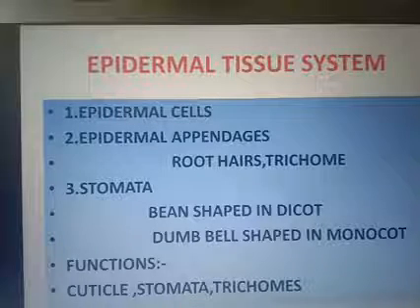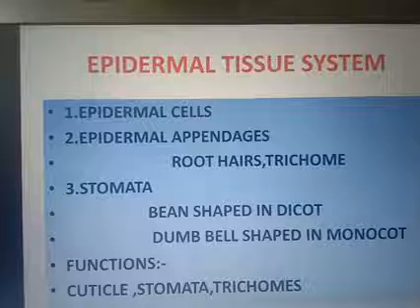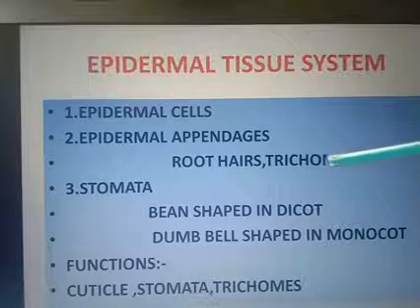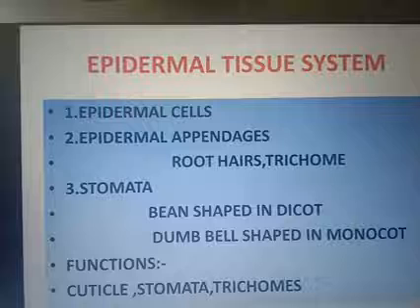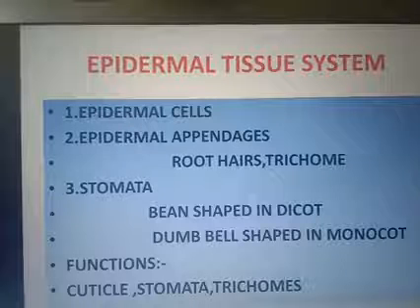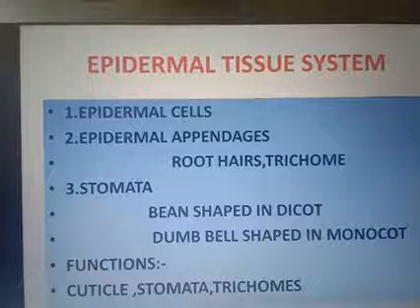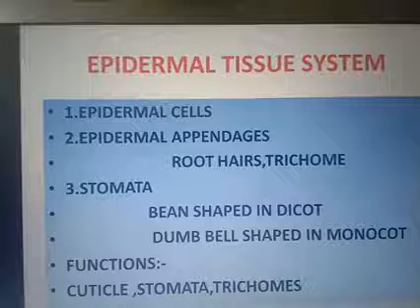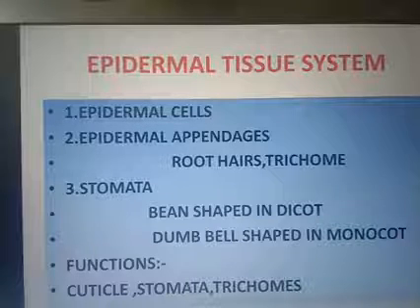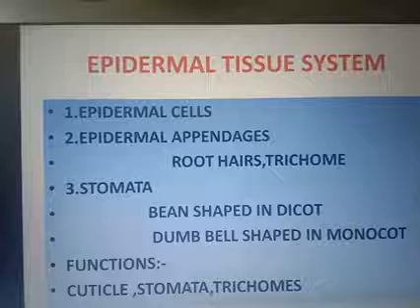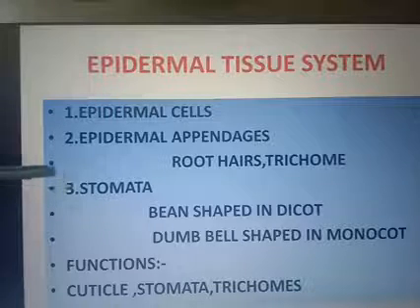Trichomes are multicellular epidermal hairs of the stem. Epidermal hairs of the stem are known as trichomes. The main function is protective, but sometimes secretory, and they prevent loss of water. Next we are discussing stomata.